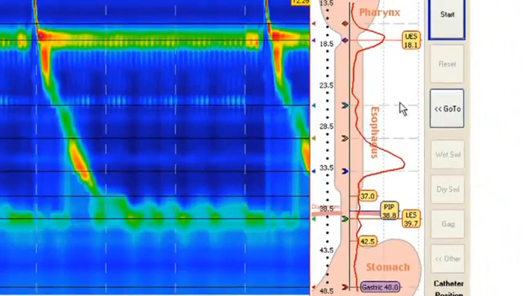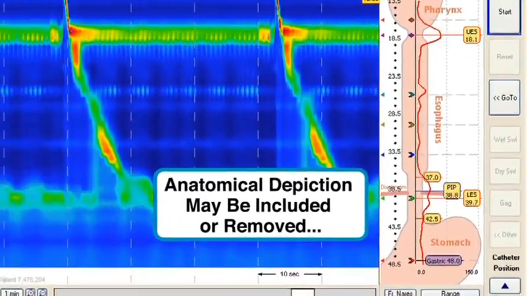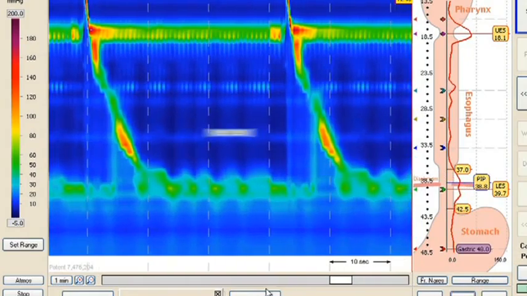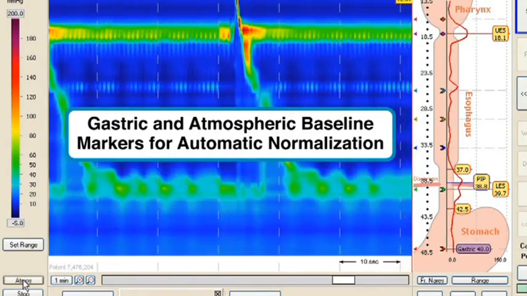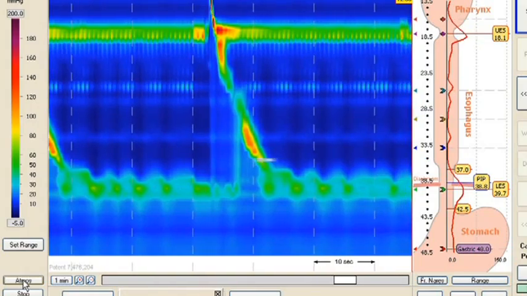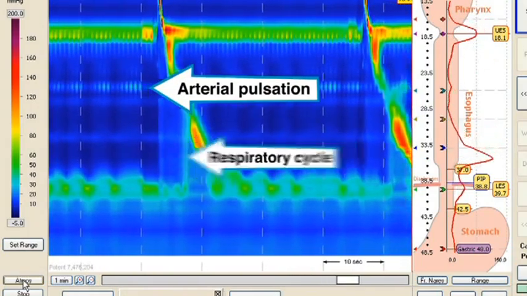A graphical depiction is available that superimposes pressure on the anatomy, and the data may be displayed relative to gastric or atmospheric baselines. Physiological signatures, such as arterial pulsation and respiratory cycles, are readily seen in the display.